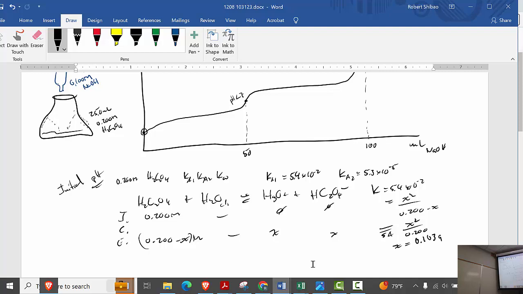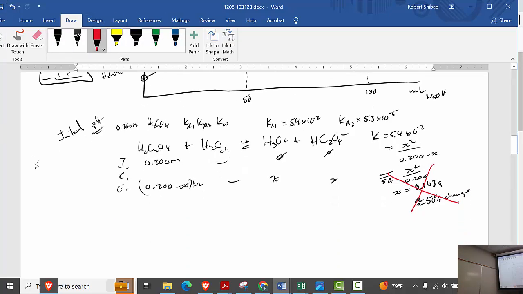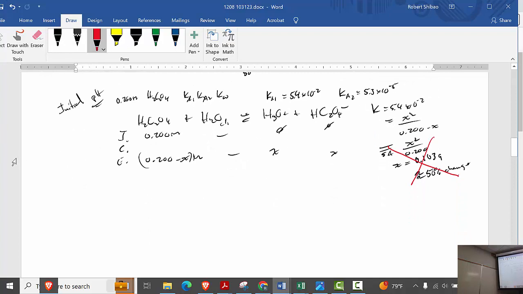0.1039. Is it okay? No, that's about a 50% change. That's not going to work. Why? Well, the initial concentration was okay, 0.2. The problem was this K. This K is kind of big, 10 to the minus 2.